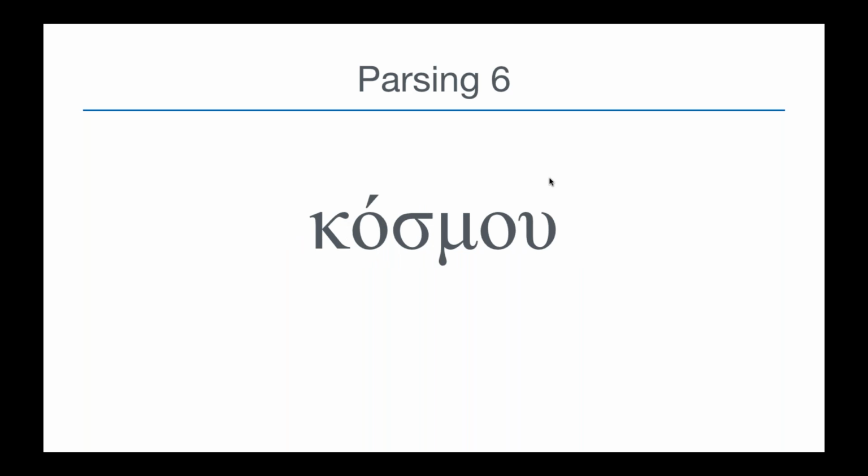All right. You said this one earlier, so take kosmou. Kosmou, it's going to be genitive singular. Yep. And it's going to be neuter singular. No. What's the lexical form of kosmou?